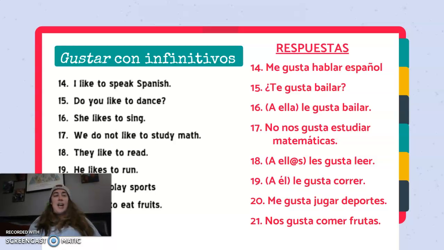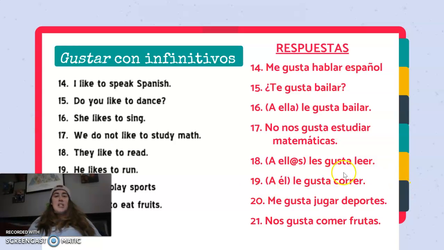So, 14, I like to speak Spanish. Me gusta hablar español. 15, do you like to dance? ¿Te gusta bailar? 16, she likes to sing. A ella le gusta bailar. 17, we do not like to study math. So, no nos gusta estudiar matemáticas.